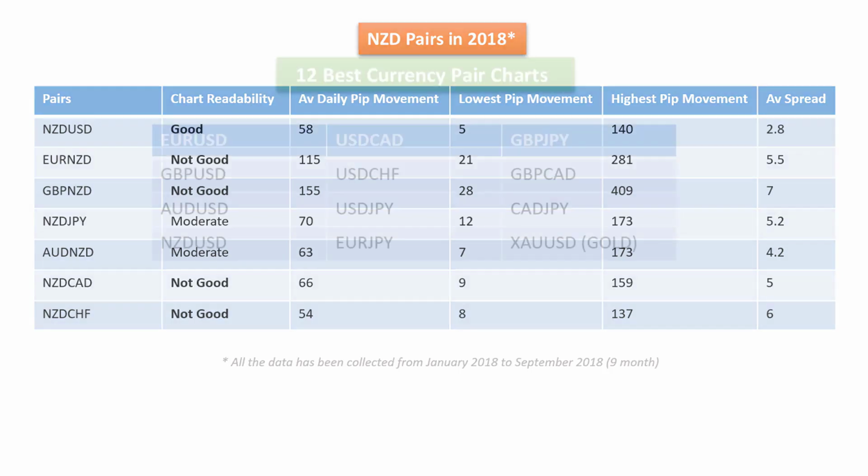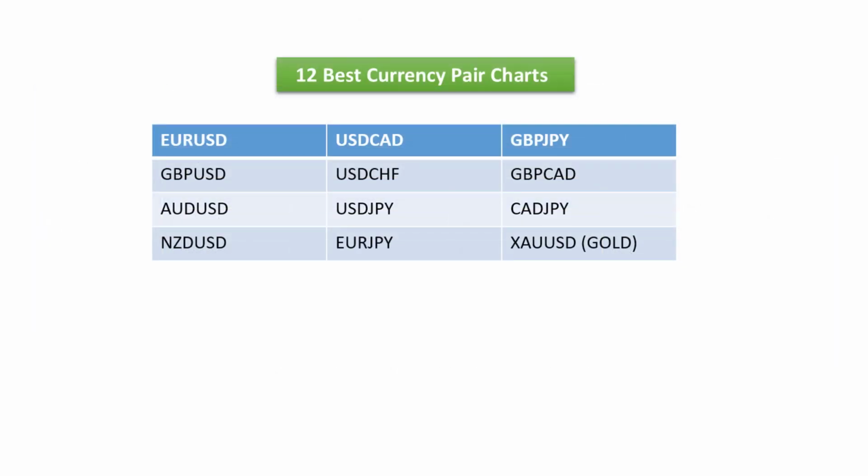So from all of the 28 major and major crosses, I personally like to trade these 11 major currency pairs along with the gold. From these 12, the 7 are the USD majors and the other 5 are the Euro JPY, GBP JPY, GBP CAD, CAD JPY and the gold. I also watch the charts of other currency pairs, but these are my all-time favorite currency pairs to trade Forex.